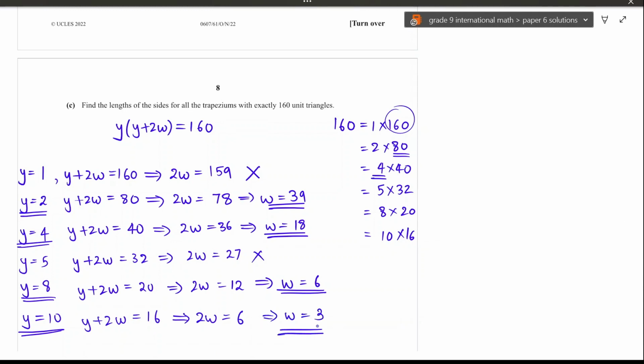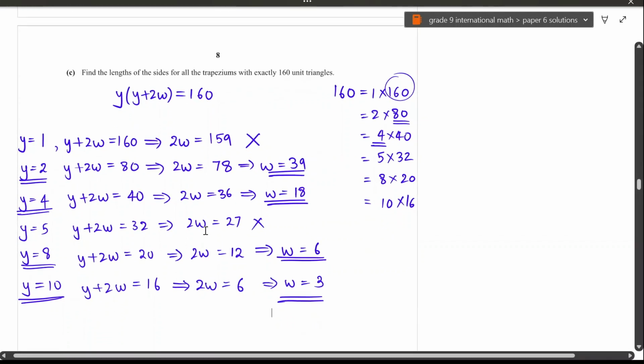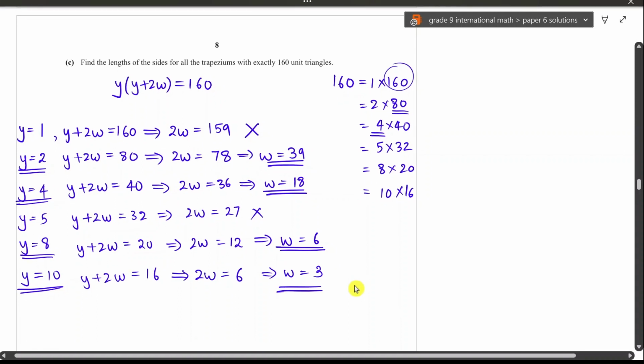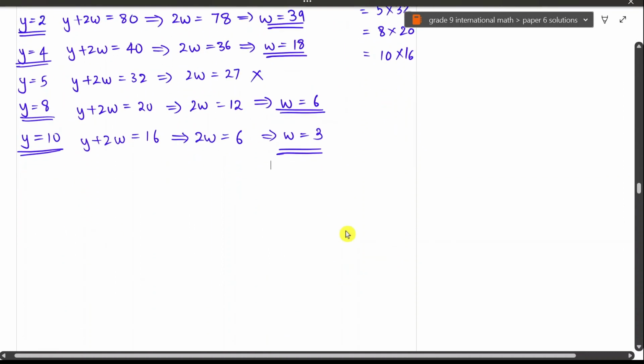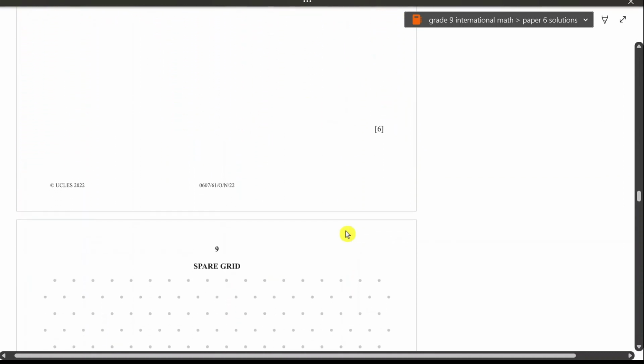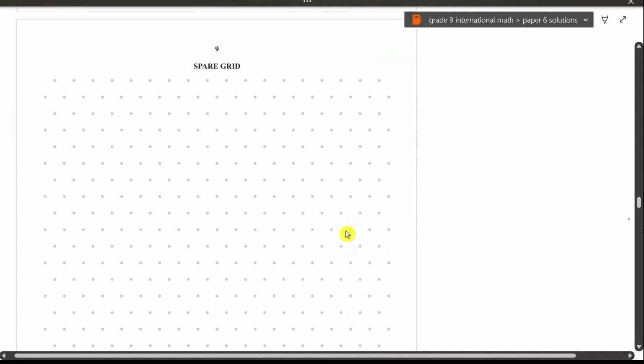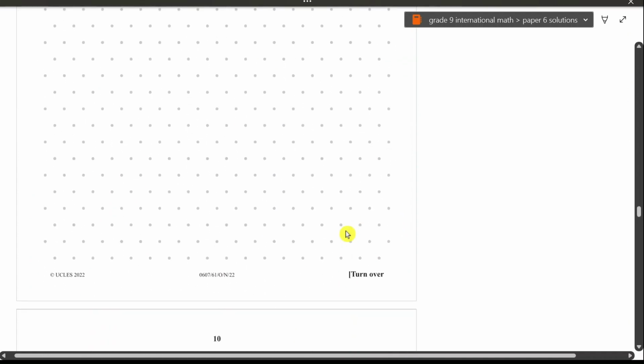3. So the possible values which I have underlined, we have 4 pairs of values. So 2, 39, 4, 18, 8, 6 and 10, 3. So these are the lengths of the sides of all trapeziums with exactly 160 unit triangles. So this was the investigation part A.